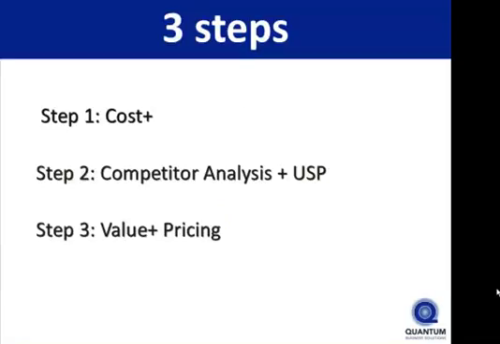Now there's three steps involved in the whole selling price area. Step 1 is cost plus, like our American cousins would say. It's what you need to do to get the basics right and make sure that all your costs are included in your selling price. Step 2 is competitor analysis and USP, and step 3 is value plus and pricing. Now I'll be doing step 2 and 3 in other videos. Step 1, cost plus, is a video on topic in itself.